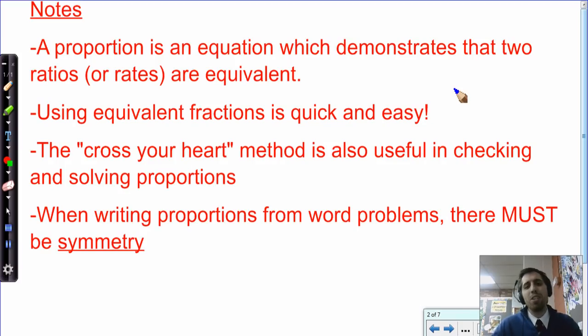But if you can't use equivalent fractions, if it doesn't work out nicely, like if you didn't know what you were multiplying 8 by to get 12, then what we'll use is the cross your heart method. I'm going to show you in a second why that actually works, but that's just a really memorable way of doing things. The last note is that when you're writing proportions from word problems, there must be symmetry. And that's extremely important, or else you're going to mix up your ratios and you're going to mix up your answers. But let's see why the cross your heart method works.